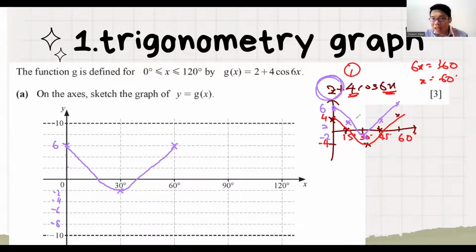After we complete the first cycle, the question doesn't want us to stop. They want us to continue until 120. How? Just exactly the same. This graph repeats again. So after 30 degrees, from 6, it will go down to minus 2. After another 30 degrees, it goes back to 6. So it just duplicates, continues, repeated. Then we score 3 marks.